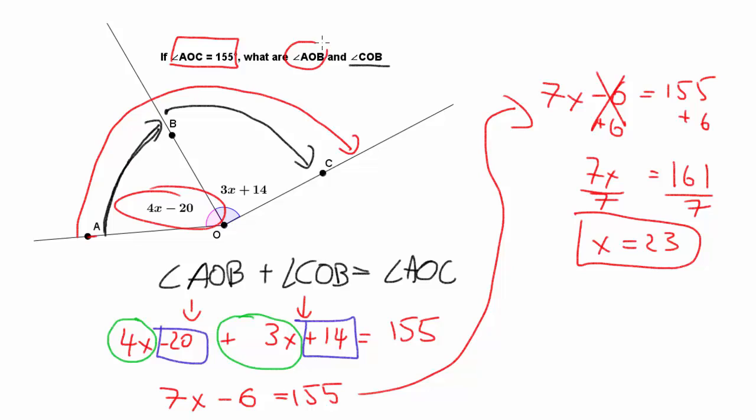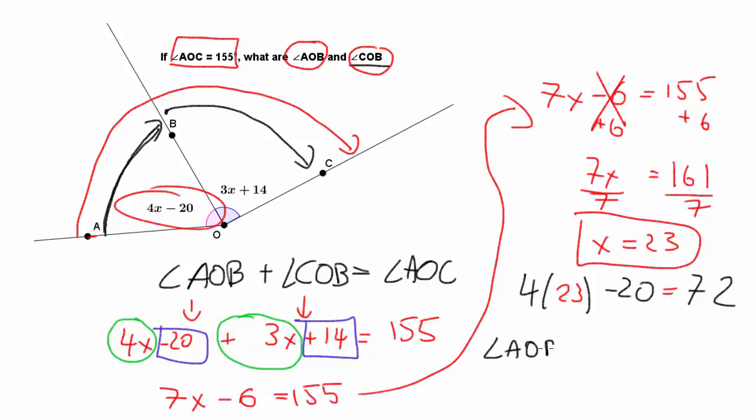To find angle AOB and angle COB, you have to go back to what angle AOB is, which is 4x minus 20. At this point, all you have to do is replace this x with 23. So the 23 will go over here, and now we can solve it. 4 times 23 will be 92, minus 20 will be 72. Therefore, angle AOB will be equal to 72 degrees.